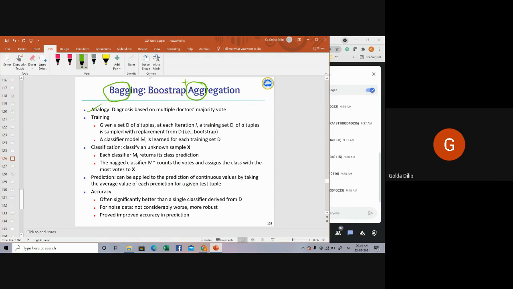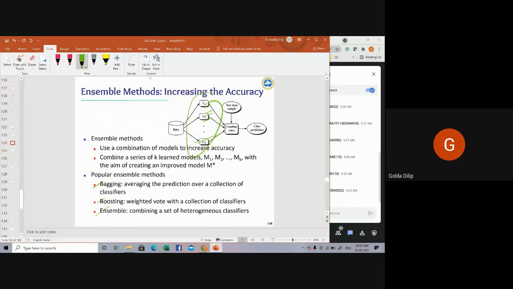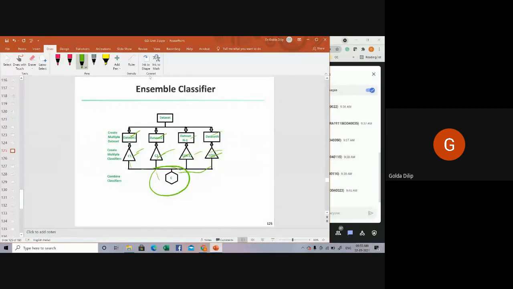Okay, so I gave you the example, or I made you try to understand the concept of bagging, what it is. Okay, so how it can be used for classification and prediction, and how the accuracy is often significantly better than a single classifier derived from the database. Okay, so for noisy data, it's more robust, so improved accuracy in prediction. Okay, that's regarding bagging. So next class we'll take up boosting, how the weights come into the picture, and weighted vote is being considered.